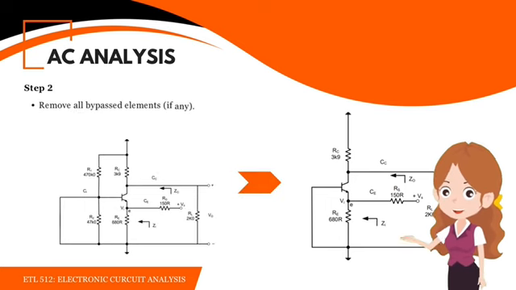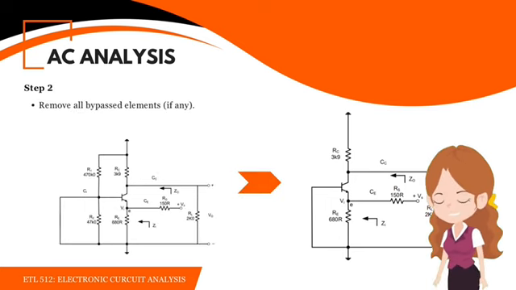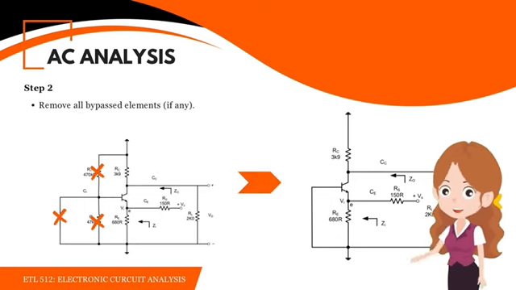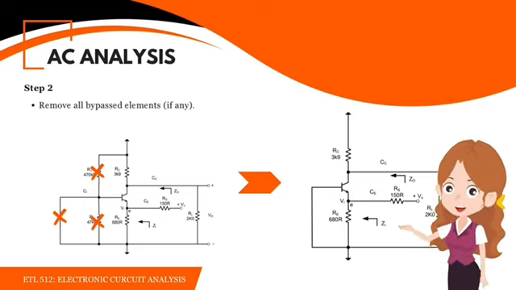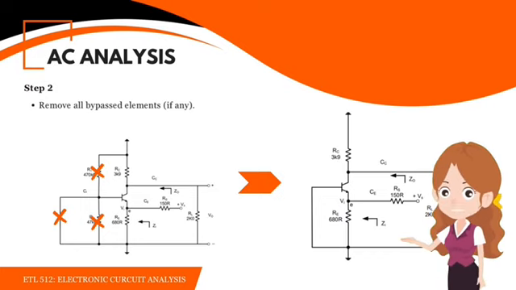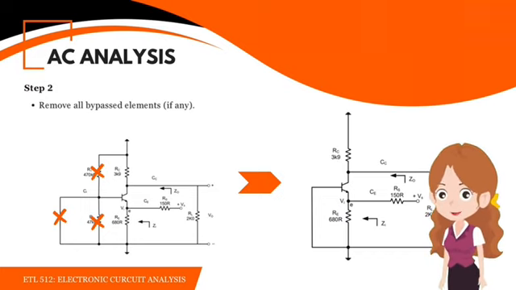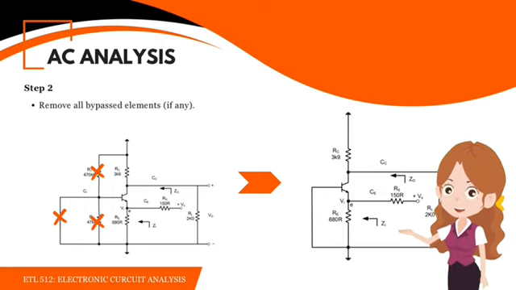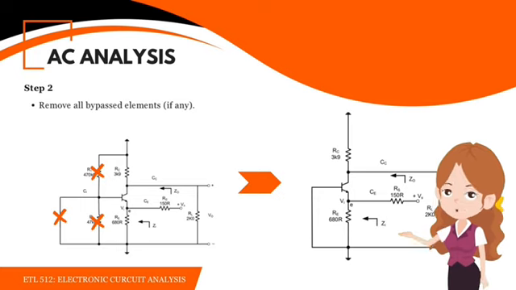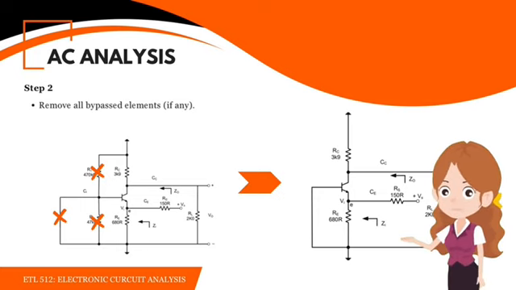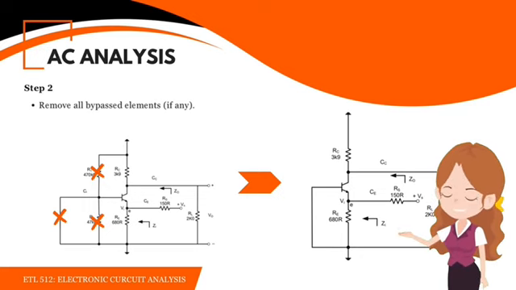For AC analysis, we replace the transistor with a hybrid pi model. In this model, the base spreading resistance RBB prime is in series with R.pi. At the input, the value of R.pi is found by multiplying beta plus 1 by the emitter resistance RE. Between the collector and emitter, there is a current-controlled current source whose value depends on the base current. At the output, we include RC, but in this case RC is infinite, so it is not shown in the model.